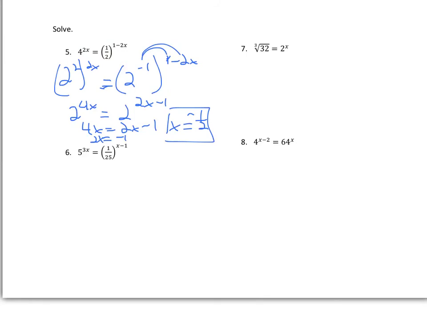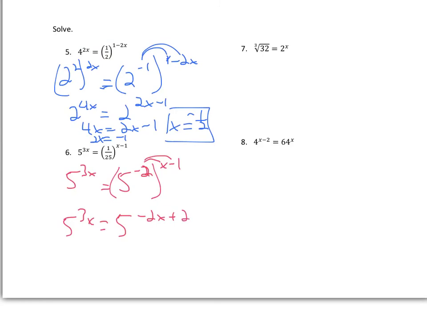For number 6, okay, same idea. We see that 5 is probably the base that's going to work best for us. So on the left, we're lucky. We don't have to do anything. Just leave it as it is. On the right, 1 over 25 is the same as 5 to the negative 2nd power, right? Because you flip it and you square it. So we need to do power to a power on that side, which means you distribute the negative 2. So we have 5 to the 3x equals 5 to the negative 2x plus 2.